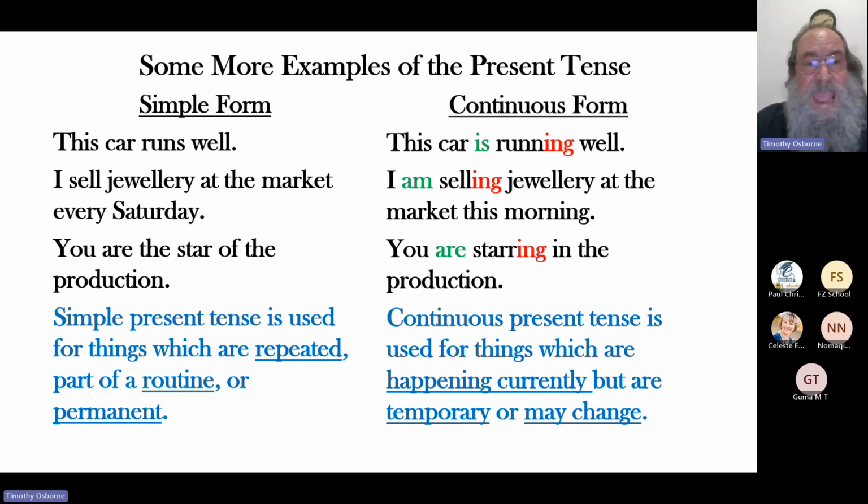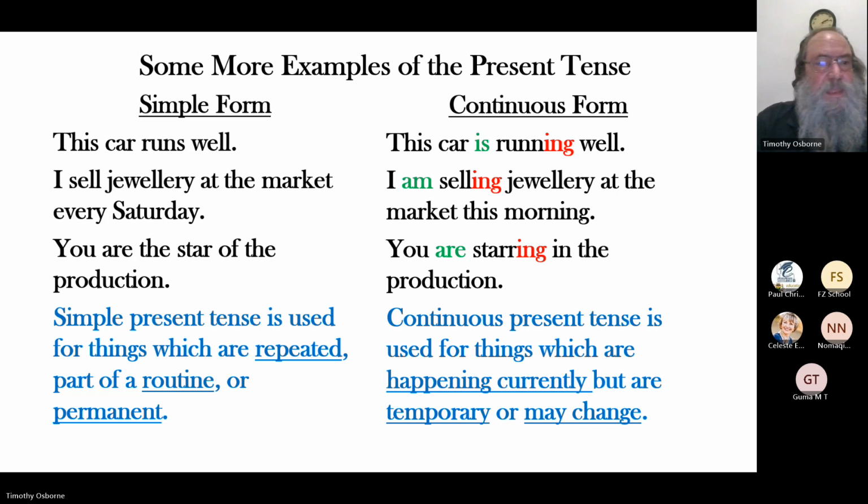And there you see, I am selling, auxiliary verb, and ing, jewelry at the market this morning. Good, and you'll see it's all in the present tense, both of them. Let's go here. You are the star of the production, presumably referring to a play. And here we have, you are starring in the production. Okay, so you see again, auxiliary verb are and the ing, and you've got your comparison there laid out very clearly.